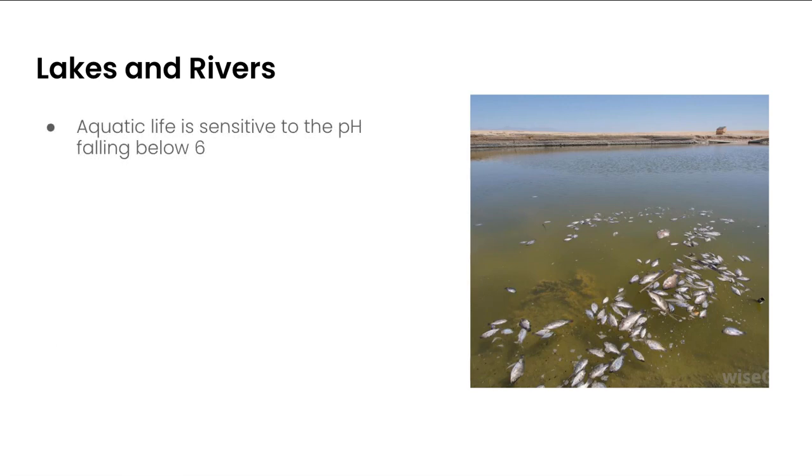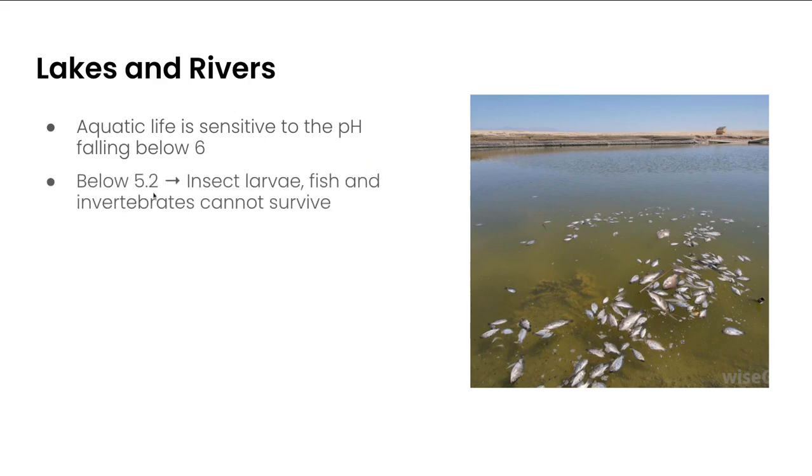So, lakes and rivers, aquatic life is actually very, very sensitive to pH changes. And so, if the pH falls below about 6, aquatic life can be very sensitive to that. And not only that, if we go below 5.2, then that's when things start to die. So, insect larvae, fish, and invertebrates, they can't survive at a pH below 5.2. And below a pH of 4, there's virtually no life that will exist in lakes and rivers. So, this is a massive, massive issue.